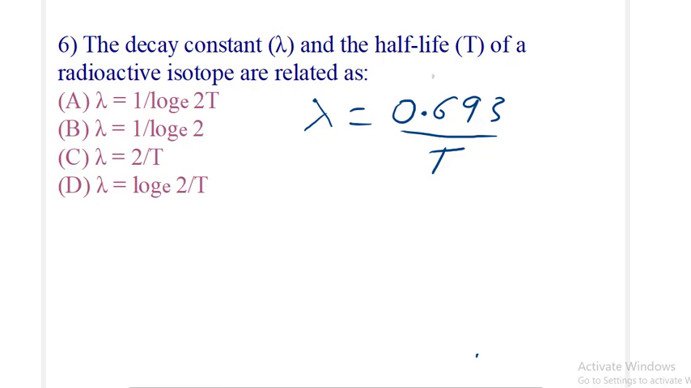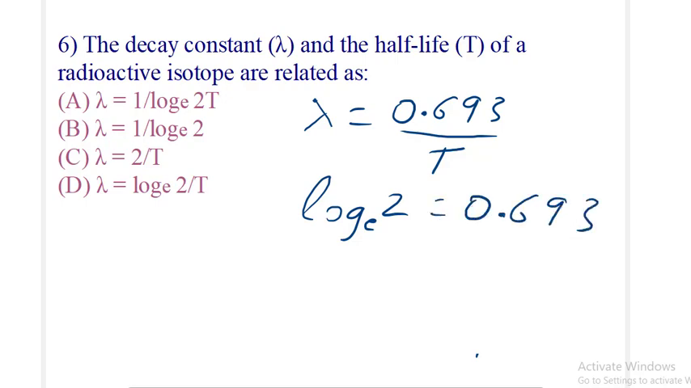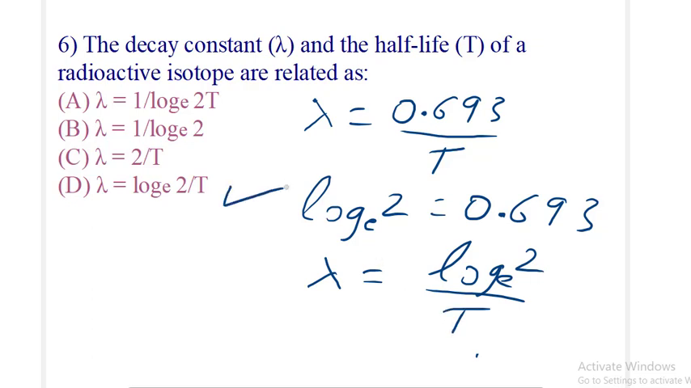Now this particular equation is not seen in our options, but what we have is log of 2 to the base e is actually 0.693. So we just substitute this value above. So what we have is lambda is, instead of 0.693, we write log 2 to the base e upon T. So this is our answer. So this D matches our answer.